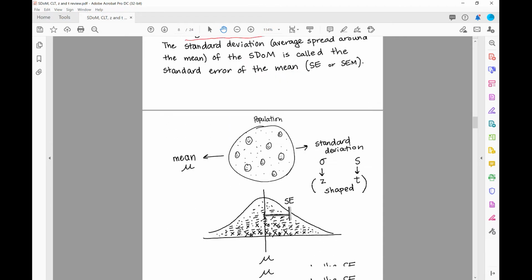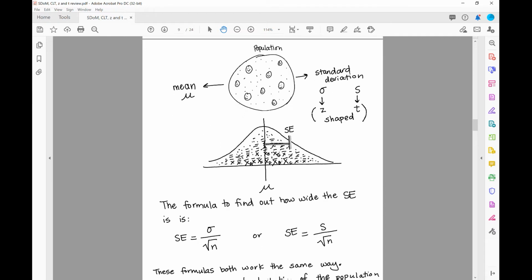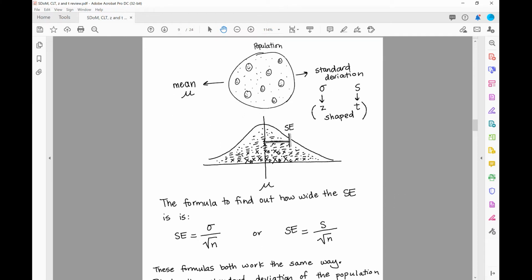Now, the standard error has a specific formula that helps us figure out how skinny this curve is. In other words, if we have a really high standard error, that means it's a fat curve. If you have a small standard error, that would imply that it's a really skinny curve. Now, this is the formula we use to find out how wide that standard error is.